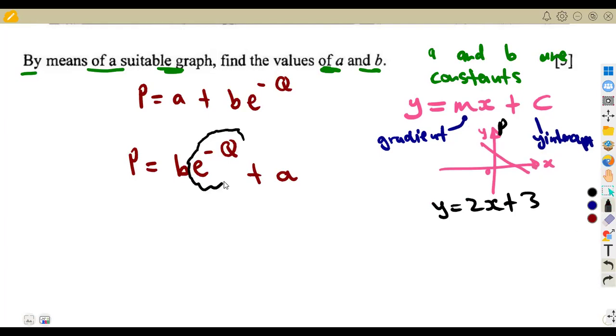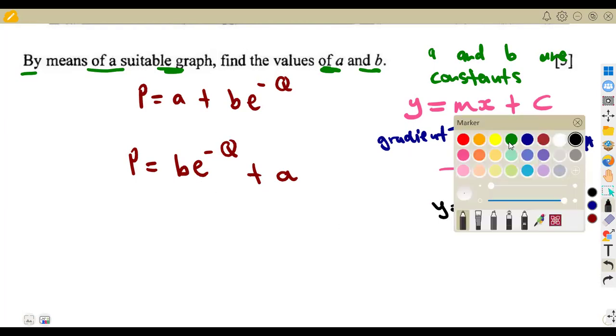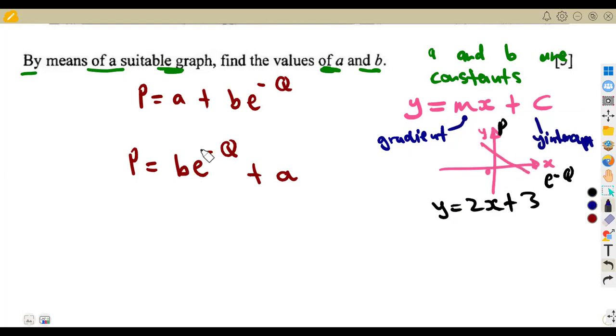E to the exponent of minus q, the part that has got what? The variable. The part that has got q. So we are going to have e to the exponent of minus q. Meaning this graph is to be taken as a linear function, so we are going to draw the graph of p on the y-axis versus e to the exponent of minus q on the x-axis.